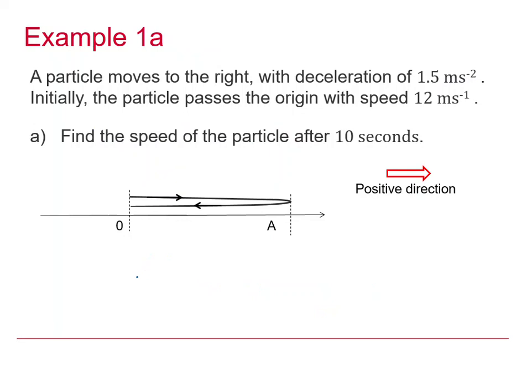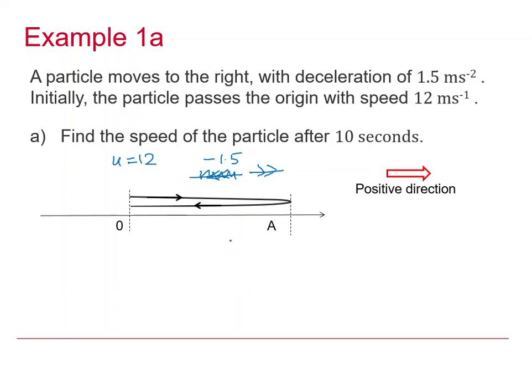Now, if we're working with consistent units, we can leave the units out so long as we check they are consistent and mark on the diagram the information that we've got. We're told that it passes the origin with speed 12. That's telling us that u is equal to 12. We're told it's got a deceleration, so there will be a deceleration in this direction. That's an acceleration in this direction of 1.5. Or if we take the positive direction, it will perhaps be more uniform to replace that by a right-facing arrow and say that it's minus 1.5.